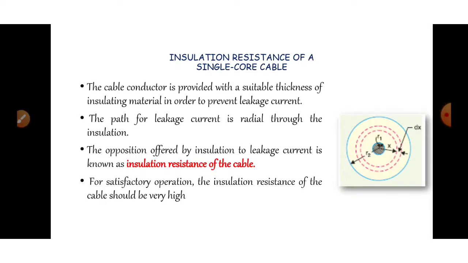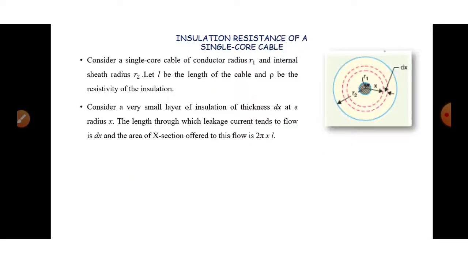So the insulator used inside a cable should have the property of high insulation resistance. That is, for satisfactory operation, the insulation resistance of the cable should be very high. Consider this figure. It shows a single core cable of conductor radius R1 and internal sheath radius R2. So in between conductor and internal sheath or metallic sheath, insulator is provided.